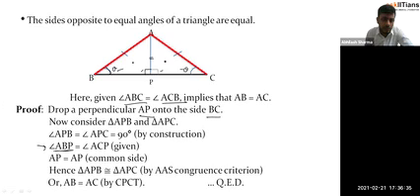Angle ABP equals angle ACP, because both of them are theta, since it is given to us that they are equal. Then angle APB equals angle APC equals 90 degrees by construction, and of course AP equals AP because it is a common side. By AAS congruence, we conclude that APB and APC are congruent triangles. CPCT basically gives us the final result that AB will be equal to AC. Okay, so I hope that this is clear to all of you.